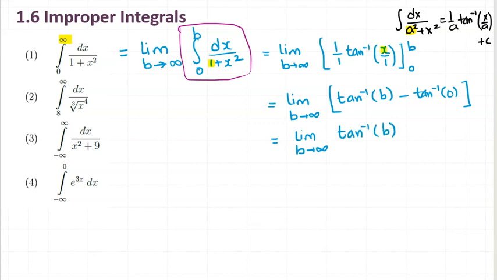Now, this b is approaching infinity, so just substitute the value. This gives you tan inverse of infinity. And we know that when the value of tan theta becomes infinity, it is at 90 degrees. So it will be pi by 2. So we can say that the value of this integral is pi by 2.